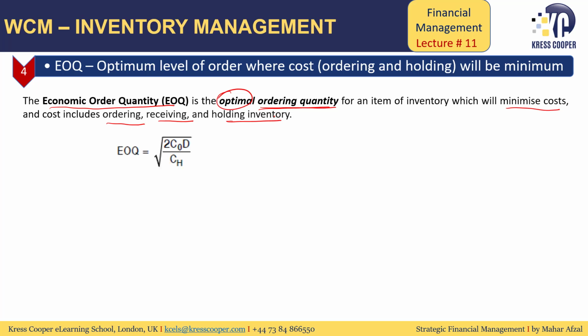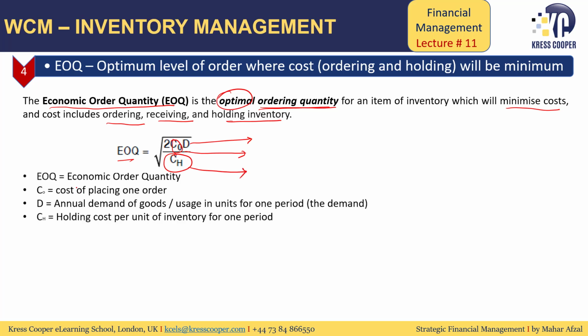This formula will help us calculate the optimal ordering quantity. As per this formula, economic order quantity is equal to the square root of 2 C0 D divided by CH. In this, D is my annual demand, C0 is cost per order, and CH is holding cost per unit for the whole year.